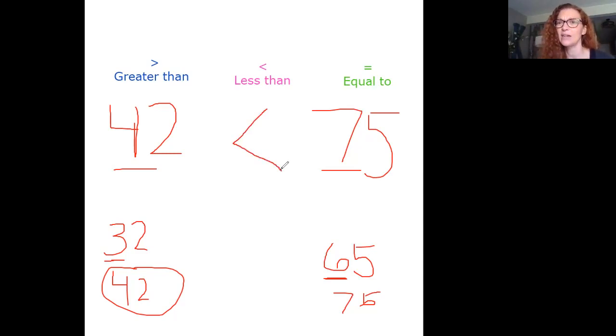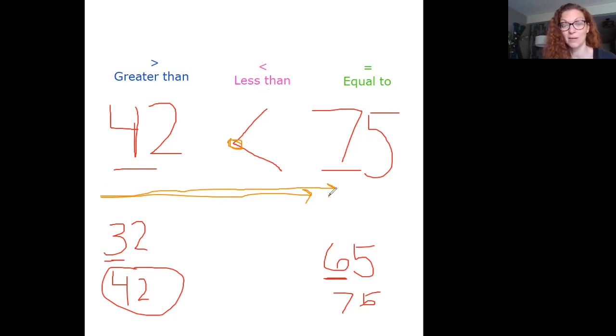All right, but now we need to figure out what we want to say, right? How do we read this? This symbol is actually this one right here, the pointy side. When we read, we go this way. So what side do we come across first? The pointy side. So that means less than, because it's tiny, it's less. So let's read what we have. Ready? 42 is less than 75.